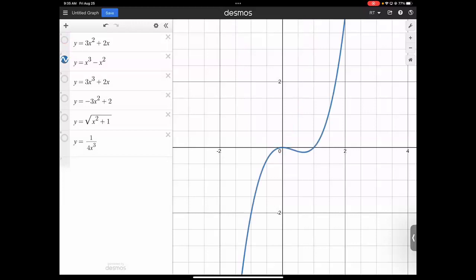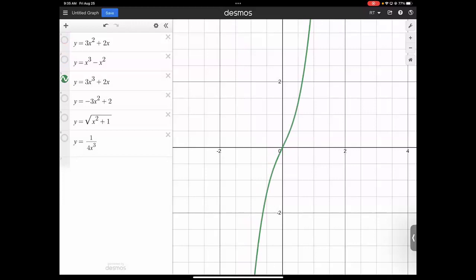How about that one? Also neither, with sort of similar comments, right? It's almost odd, but not quite in the right place. That looks a lot like the thing I drew as an example of an odd function, but the middle is not quite where it ought to be, right? So it's neither.